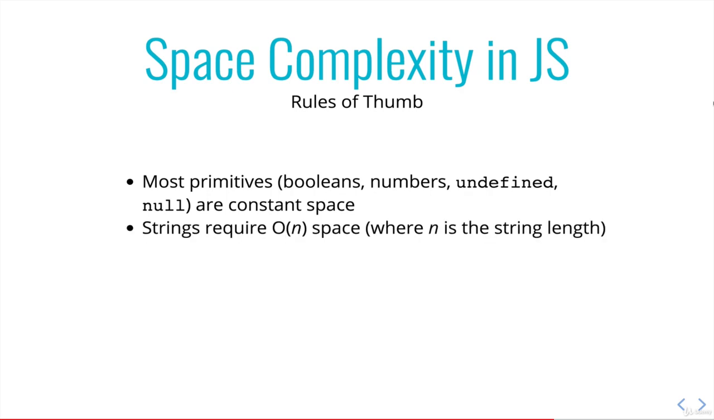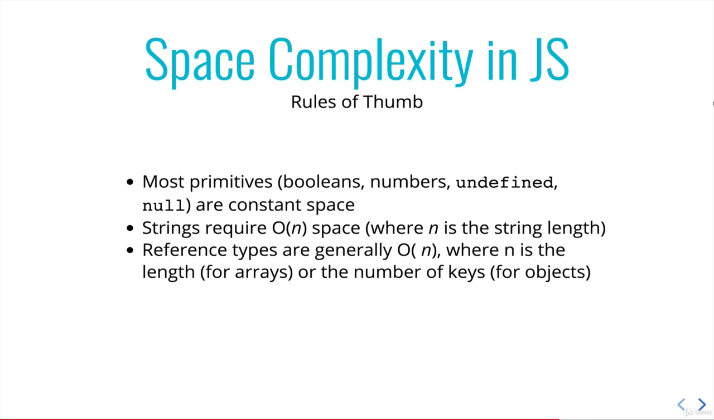Strings are a bit different because they require O of n space. So if n is the length of the string, if it grows to 50 characters, the string takes up 50 times more space than a single character string. Same thing with reference types, arrays, and objects. Generally, we're talking about O of n, where n is the length of the array, or the number of keys for an object. So if the length of an array is 4, compared to another one that is 2, it takes up twice as much space as the shorter array.